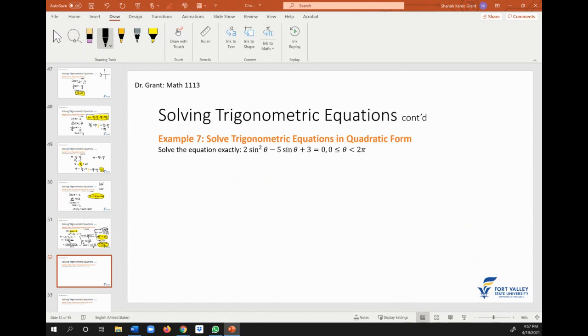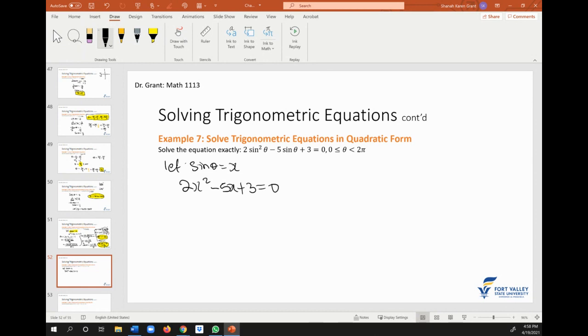All right, so next let's look at another example. Here we're asked to solve the equation exactly: 2 sine squared theta minus 5 sine theta plus 3 equals 0. So again, notice that this is a quadratic form. If I let sine theta be equal to x, then this becomes 2x squared minus 5x plus 3 equals 0.